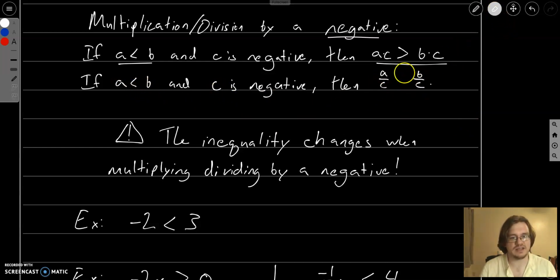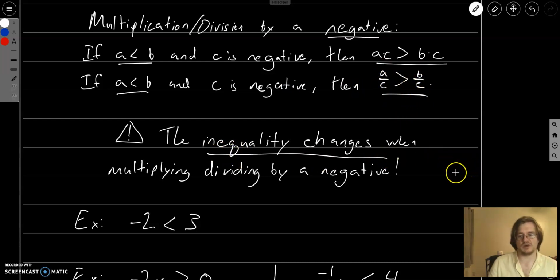And if A is less than B and C is negative, if you divide by a negative sign, the inequality will also flip. It goes from A is less than B to A over C is greater than B over C. So the inequality changes when you're multiplying or dividing by a negative sign. This is very, very important to remember.